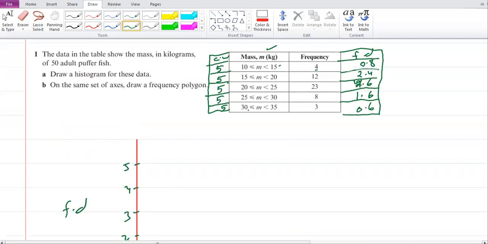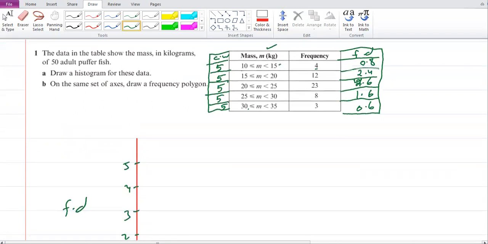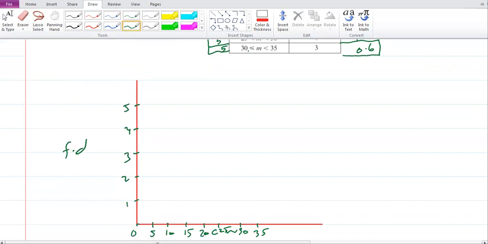Now, for the first class, it is from 10 to 15. The frequency density is 0.8. So it will be from 10 to 15, 0.8. 0.8 is less than 1, so almost here. You will make a bar whose width will be like this and height will go till this. This is your first bar.